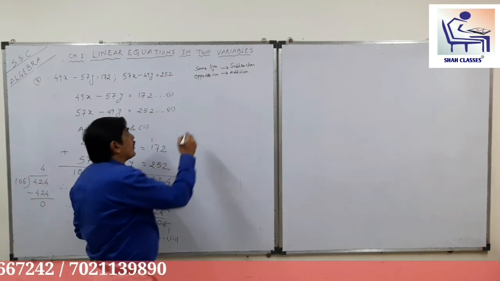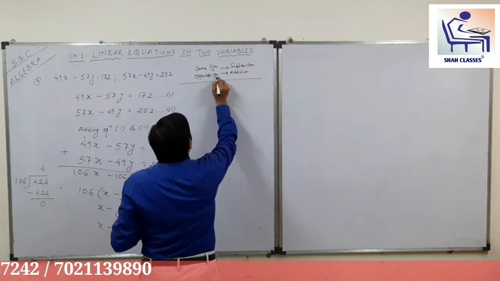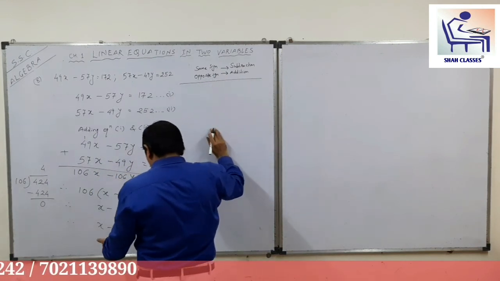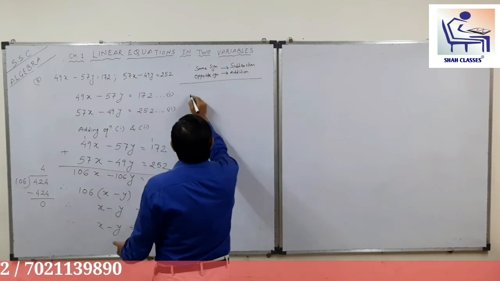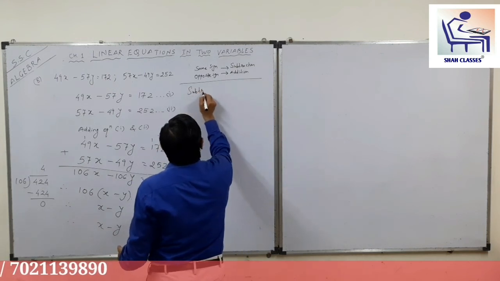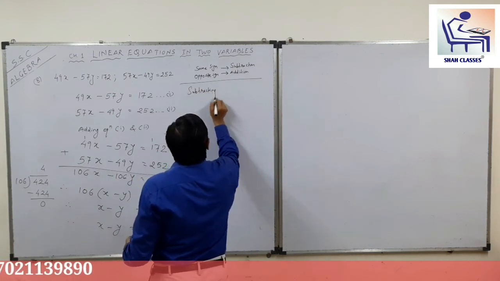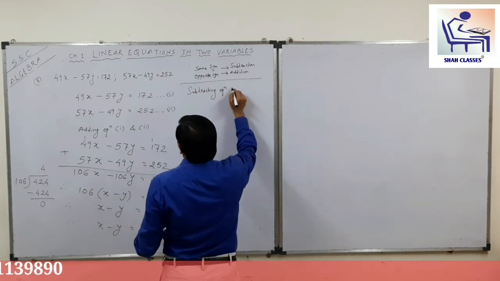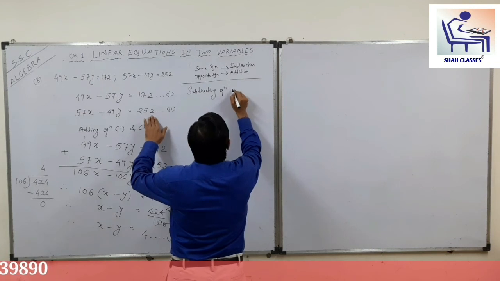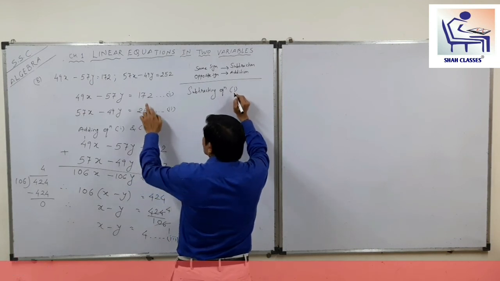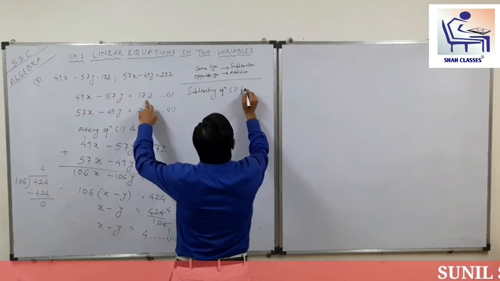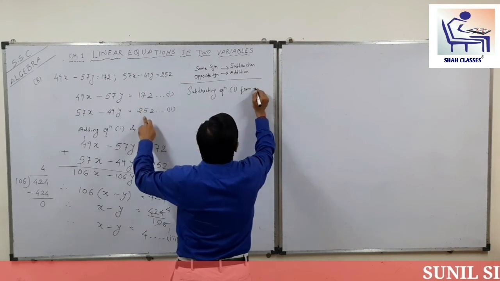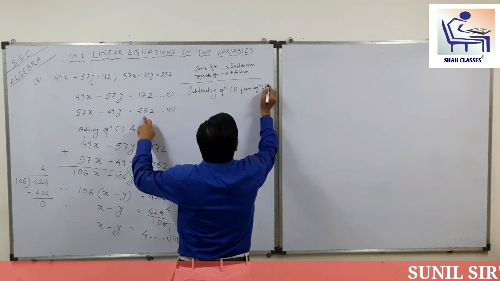Now we will try to find out the next equation by subtracting. This number is smaller, so equation 1 from equation 2.